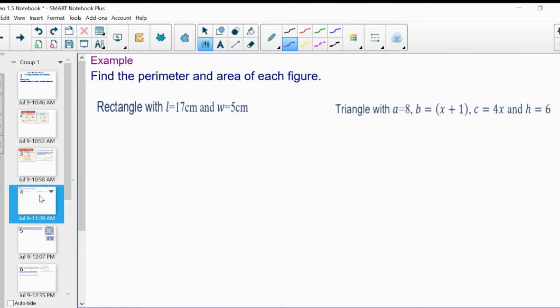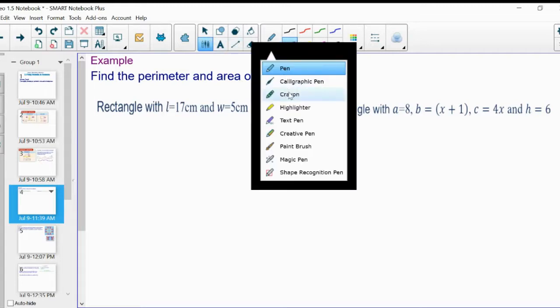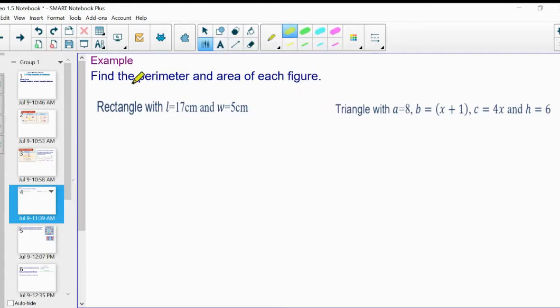All right, so let's look at a couple examples. On your notes, I noticed the directions actually weren't given to you. So for this first example, you might want to write in what we're doing. We're going to find the perimeter and area of each figure. So the first one, a rectangle with length of 17 centimeters and width of 5 centimeters. So I would recommend first, let's draw ourselves a diagram.